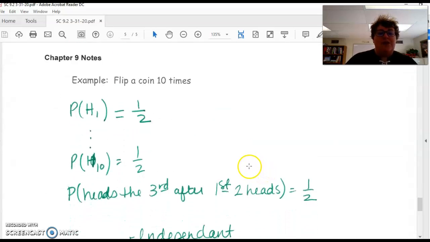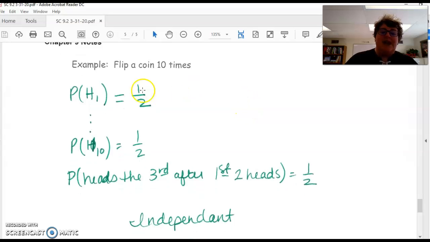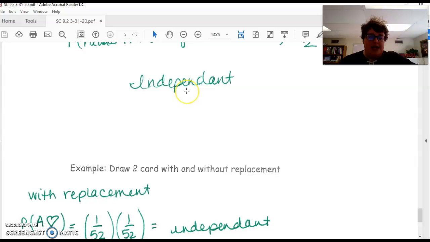Okay, the next one: if you flip a coin 10 times, the probability of heads on the first shot is 1/2. The probability of heads on the second, the third, the fourth, the fifth, all the way up to the 10th is still 1/2. All of those stay the same. The probability of heads on the third flip after first 2 heads is still 1/2. That means it's statistically independent. I didn't write this, but if you wanted to find the probability of flipping heads 10 times in a row, you would multiply 1/2 times itself 10 times.